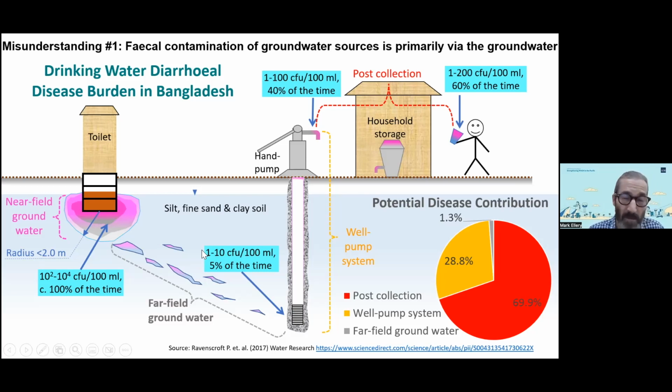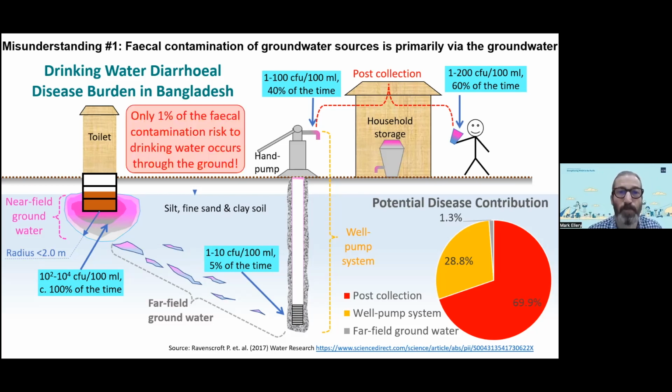But the big lesson learned here is that just because we're seeing contamination of groundwater sources doesn't mean that the contamination is coming through the ground. There's a high likelihood, and we think especially in the Pacific, that the contamination route for the source is over the top, not down through the bottom.